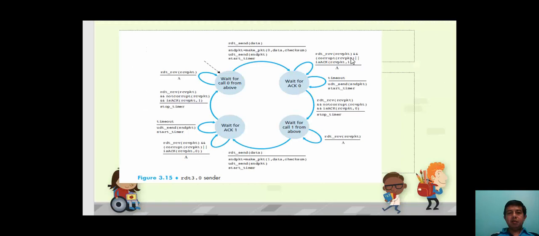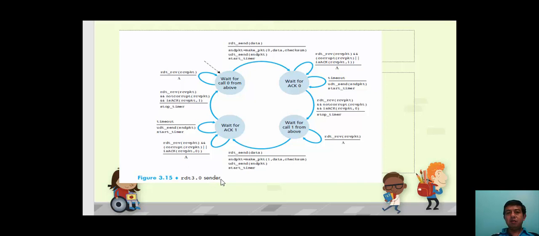And this is the finite state machine of the sender side of rdt 3.0. If you look at it, you see here. So when it sends a packet, it starts a timer. So every time it sends a packet, it starts a timer. And if there is a timeout, come to this state. If there is a timeout, it again sends this packet and then restarts the timer. So this is the extra step. The rest of the steps are same as rdt 2.2. The other steps which we have already seen in rdt 2.2.